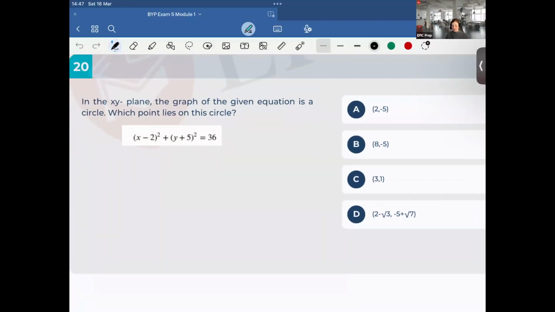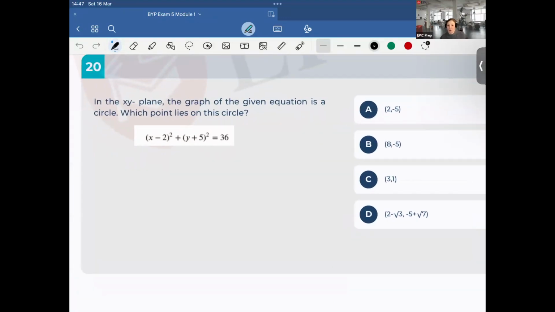Okay, so number 20. In the xy plane, the graph of the given equation is a circle. Which point lies on the circle? Okay, so first, this is a circle equation. Very important that you know this equation, x minus h squared plus y minus k squared equals radius squared, where h and k are always the center coordinates of the circle. So based on this information, it would be 2, -5 are the center coordinates of the circle. And if the right side is 36, I'd say r squared equals 36, so r is equal to 6.